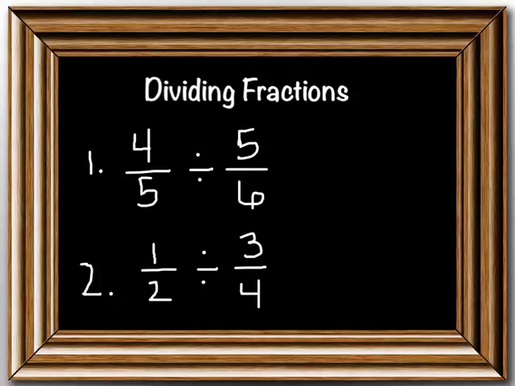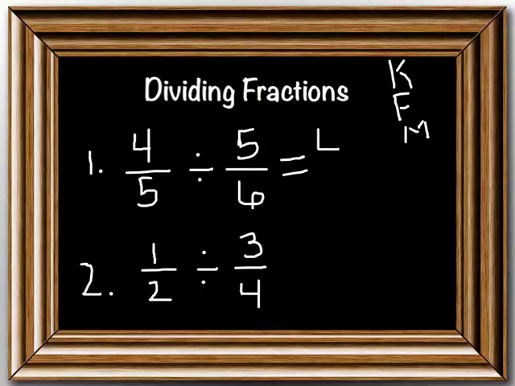Okay, make sure you have your whiteboards out. You're going to try these two. I'm going to go ahead and do them as you do them, or you can do them and see if you got the right answer. 4/5 divided by 5/6. You are going to keep, flip, and multiply. You can write it on the side if you want. You could even just write a K, F, and M.